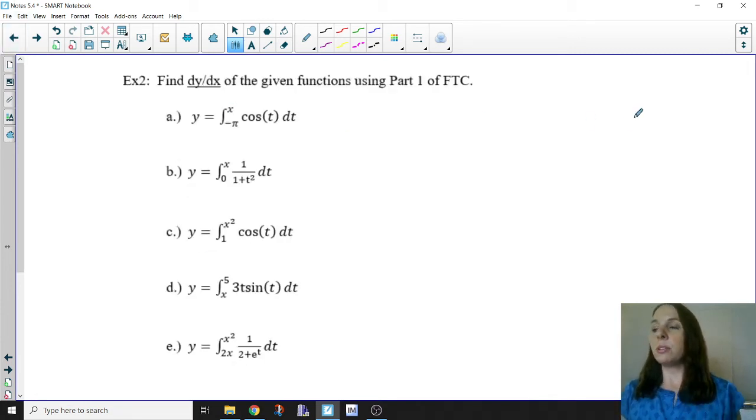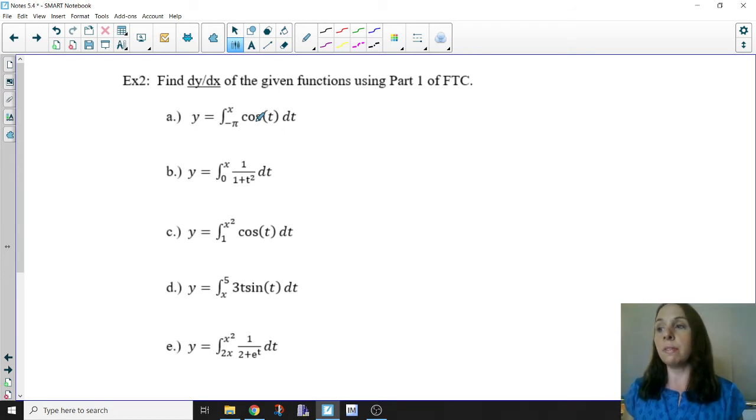Okay, so now let's go to example 2 and let's try these. Find the derivative of the given functions using part 1 of FTC. dy over dx indicates we are taking a derivative, but we are taking a derivative of an integral. So again, you could go through all the steps of simplifying this. It would simplify into, like, sine of x plus 1? No, it's just sine of x because, sorry, sine of pi is 0. But you don't need to do all of that.